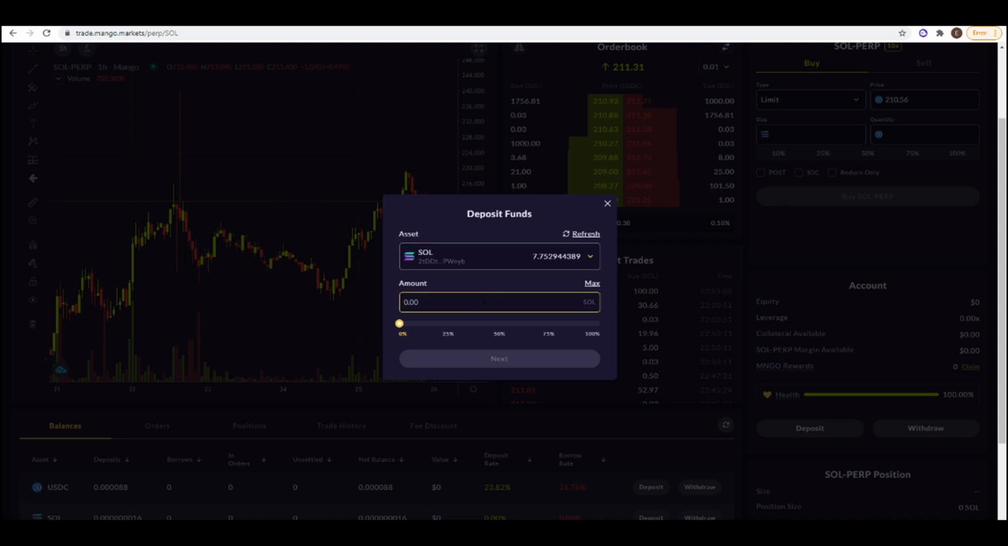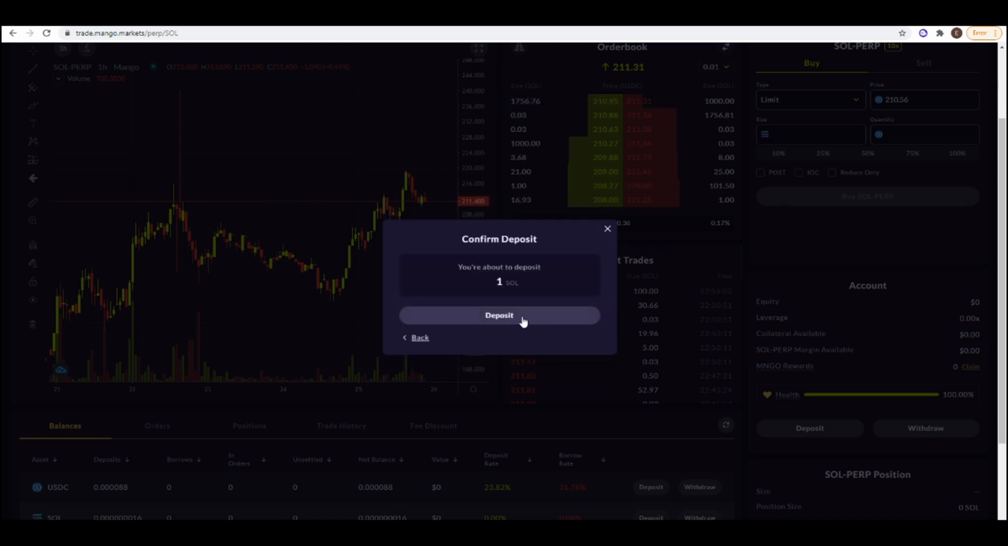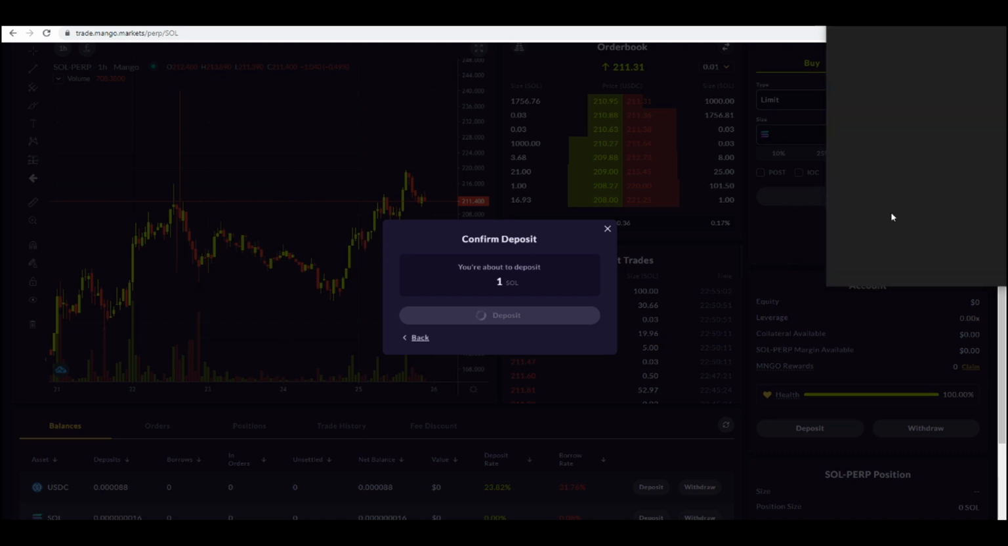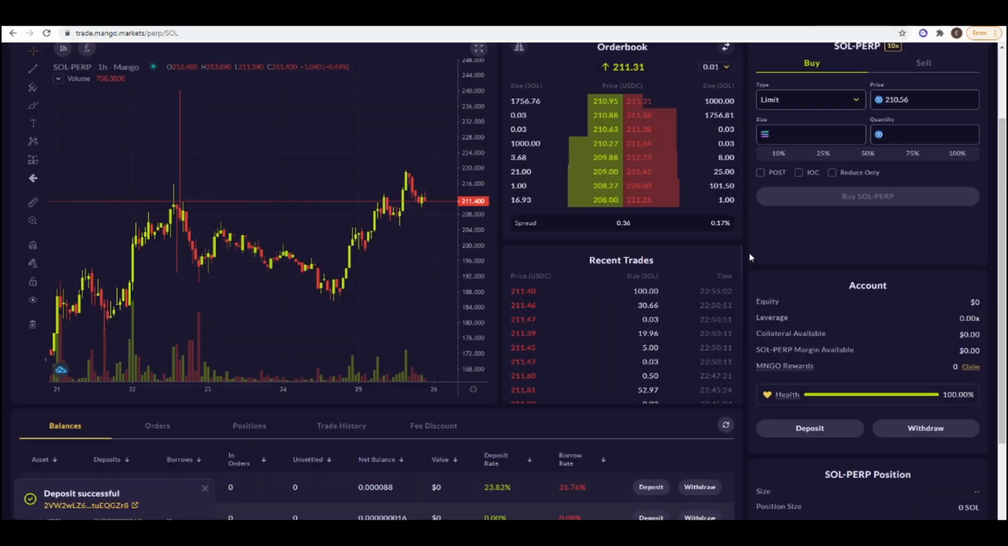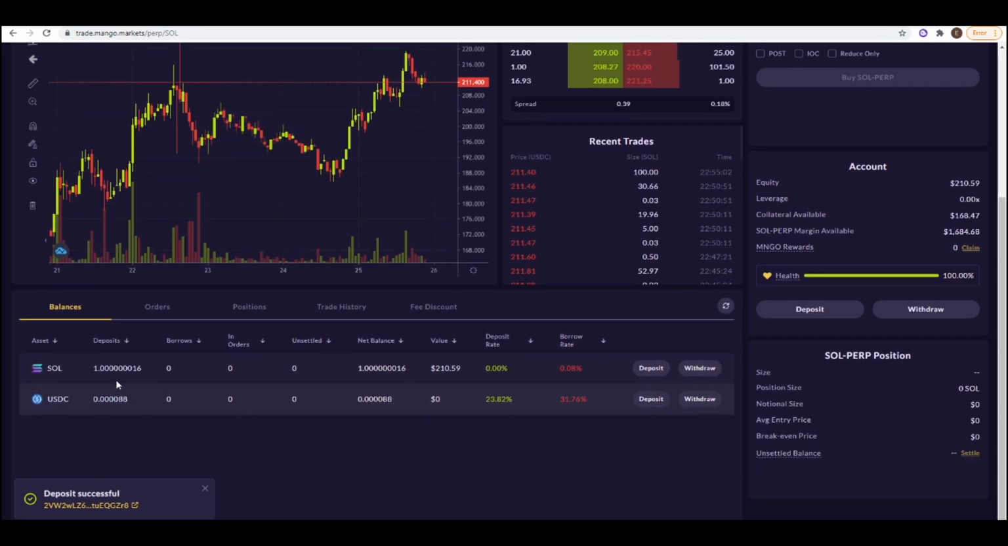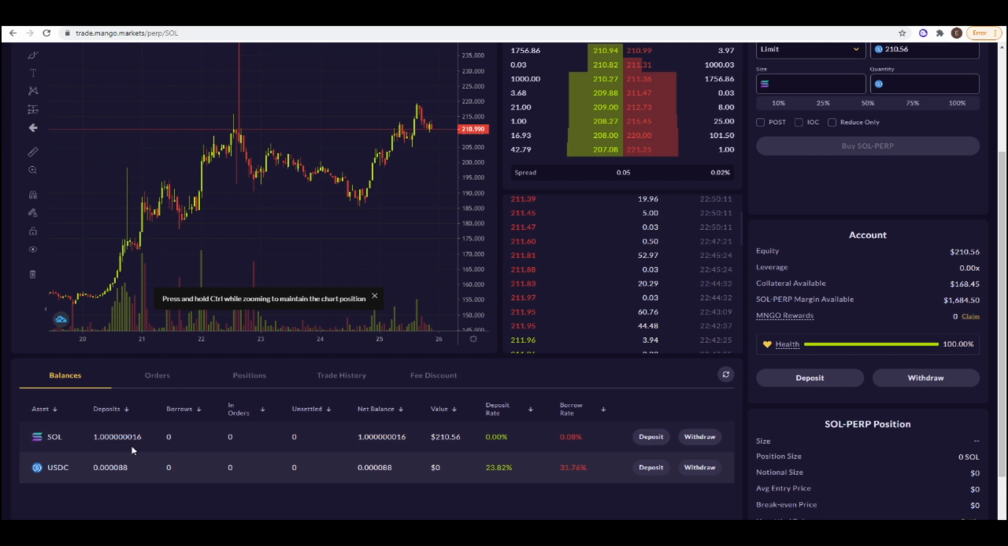I'm just going to deposit 1 SOL into Mango Markets. Just note that if you've not used Mango Markets before, it will cost like 0.03 SOL to open up an account. So just keep that in mind. Okay, so now I've deposited 1 SOL. Currently, I'm long 1 spot SOL.